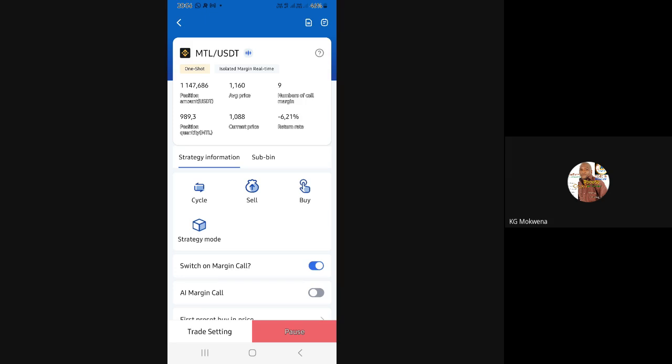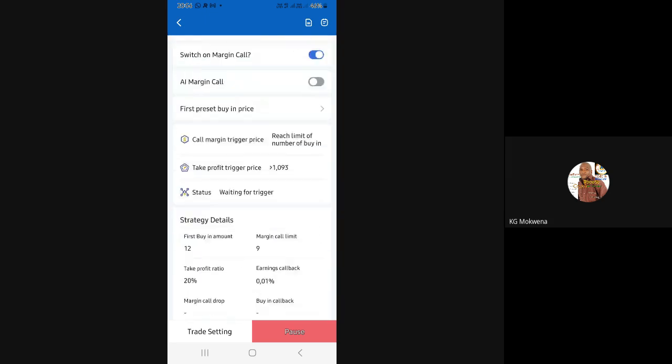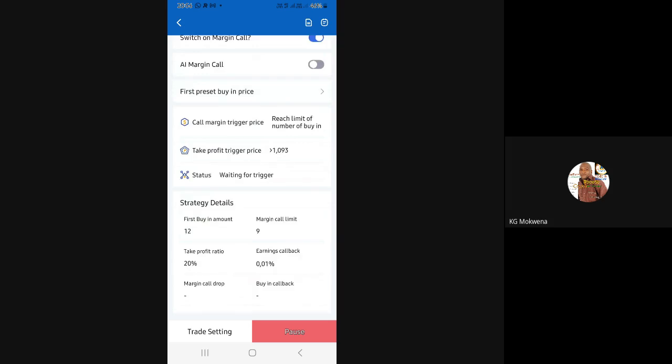So what we want to see now is going down, please slide downwards so that we see take profit trigger price. Can you see, business partners, take profit trigger price is 1,093. It means when the market reaches 1,093, 1% will be taken again.